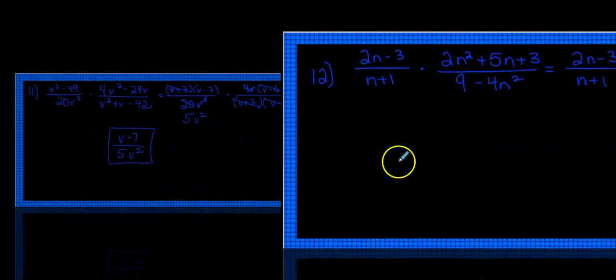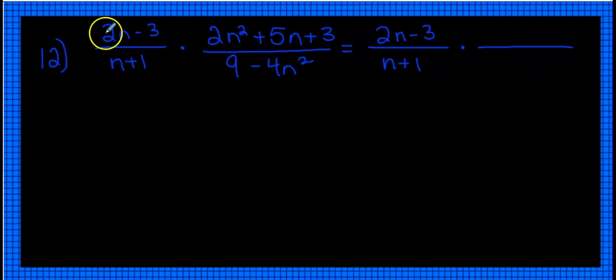For number 12, I'm going to work this one out completely with you. The first rational expression stays the same. Nothing can be factored there. I'm going to look at this denominator real quick. I'm going to take out a -1, just a negative, and change this around. Remember, I told you in the lesson video you can do that.